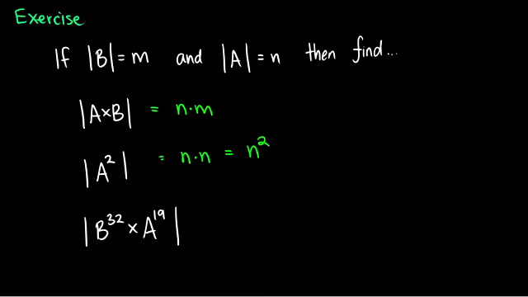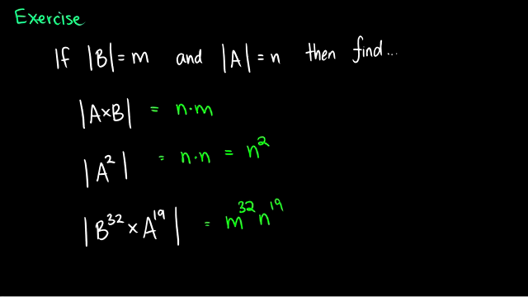So now we can do something really ridiculous, which is what some discrete math professors love to do, and I don't know why, but I guess it's kind of exciting. They can say, well, what is B^32 cross A^19? Well, okay, so if we look at A squared is just n squared, then B to the 32 is going to be m to the 32, and A to the 19 is going to be n to the 19. So that's how big B^32 cross A^19 is.